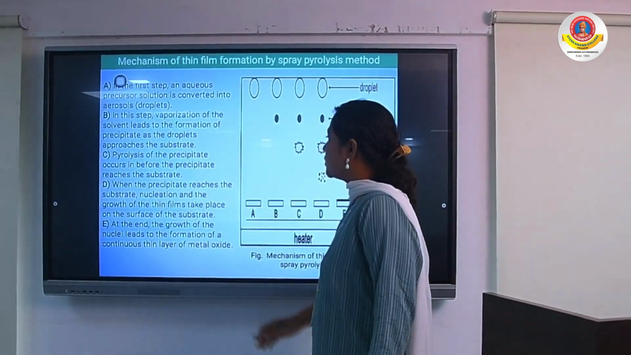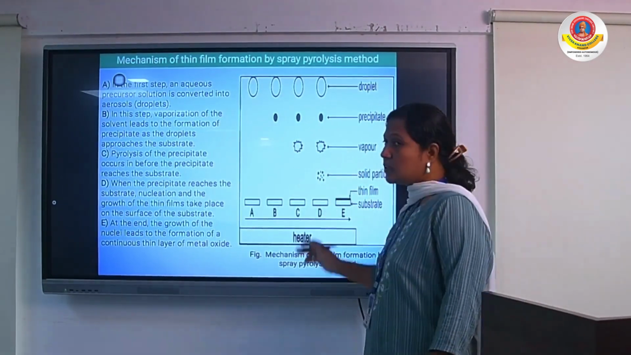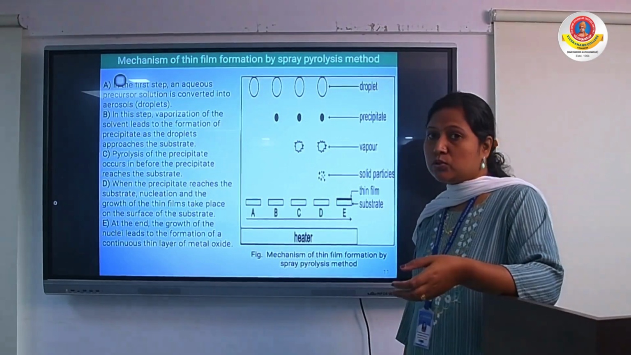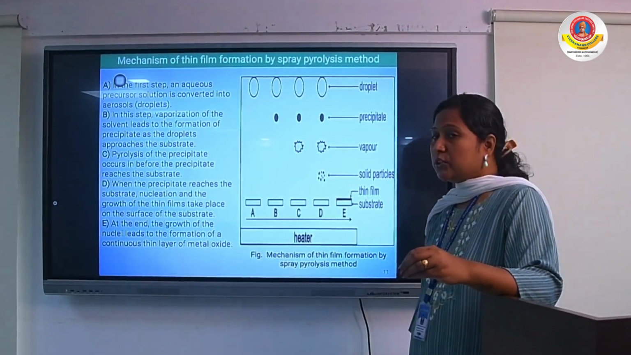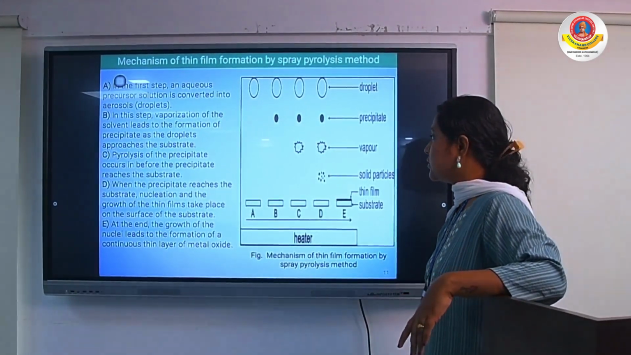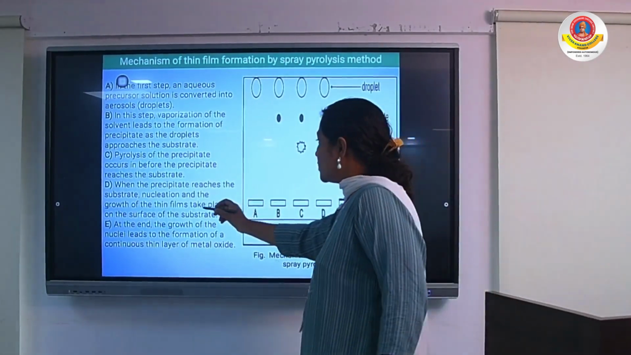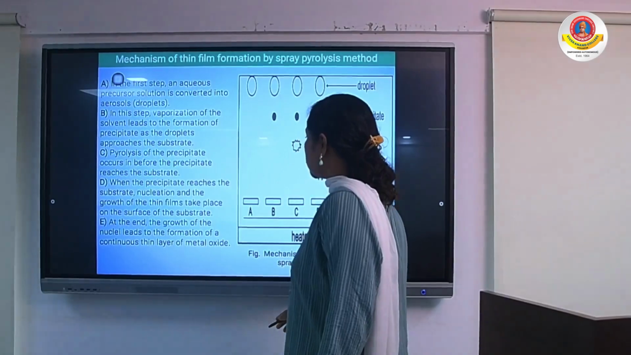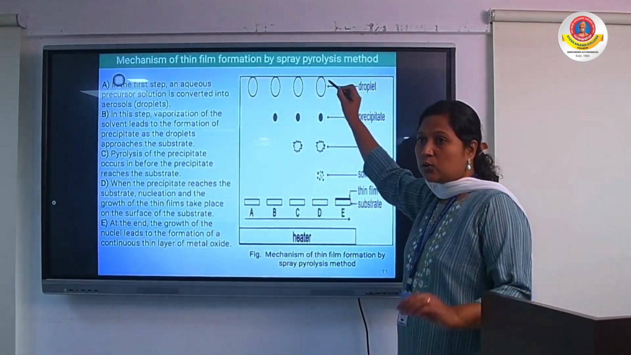Next, pyrolysis of the precipitate occurs before the precipitate reaches the substrate. So what is meant by pyrolysis? Pyrolysis means the thermal decomposition of the chemical ingredients on application of temperature. So pyrolysis decomposition occurs here. Another step is when the precipitate reaches the substrate, nucleation and growth of the film take place on the surface of the substrate.